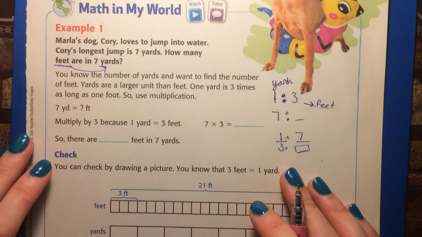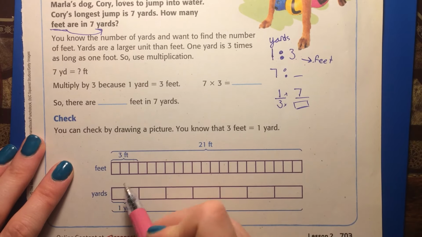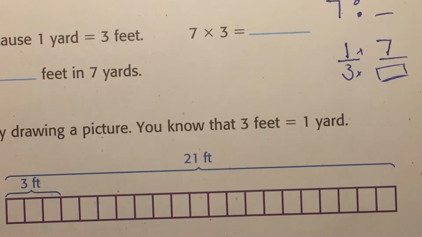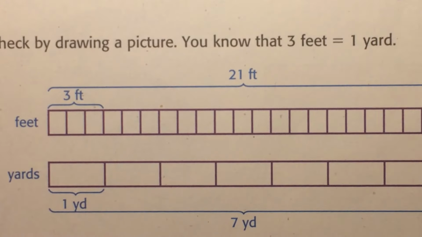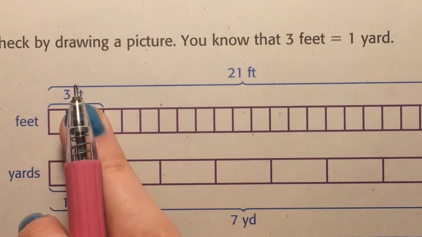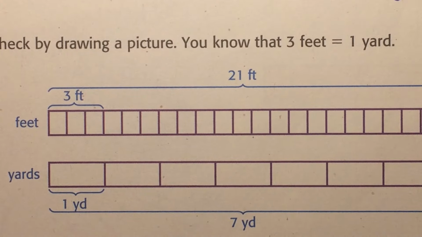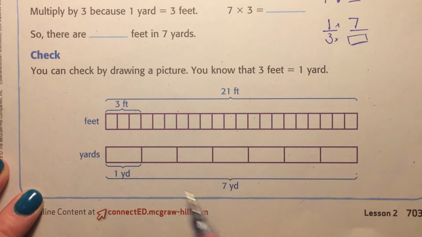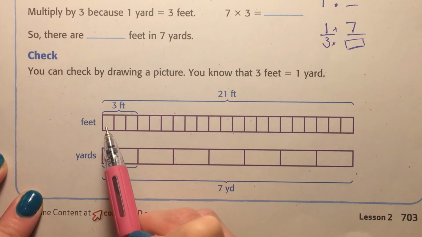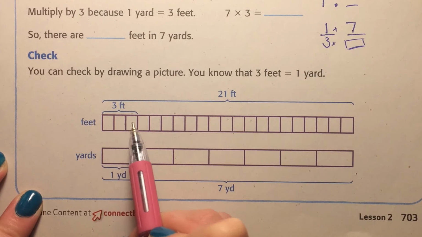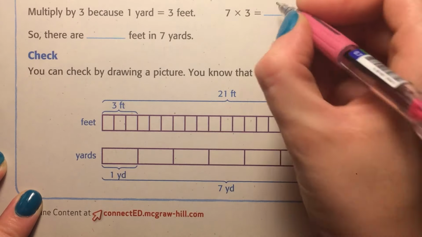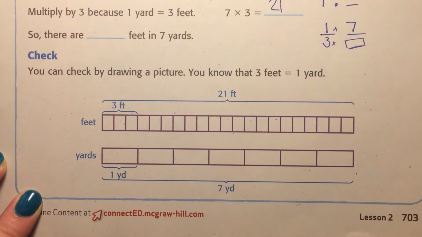And look, they have it drawn out here. 1 yard is the same as 3 feet. So if we have 7 yards, 1, 2, 3, 4, 5, 6, 7, inside of each of those 7 yards is 3 feet. So 3 times 7, 21. Okay? So you can do it this way.